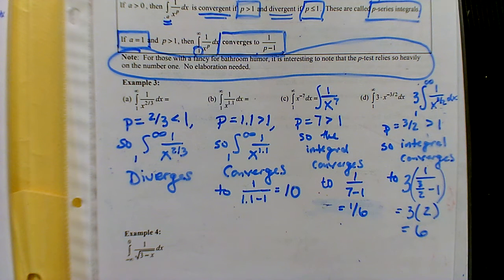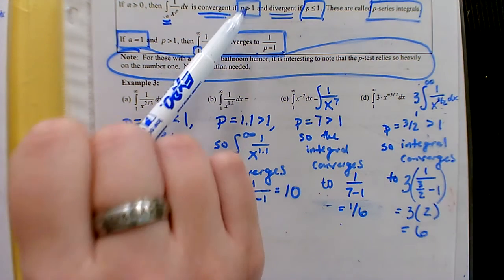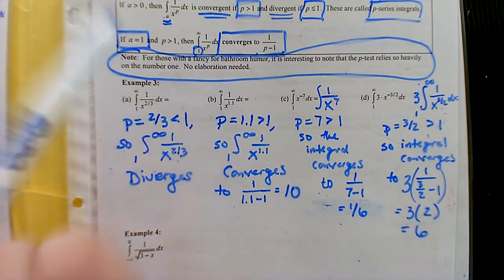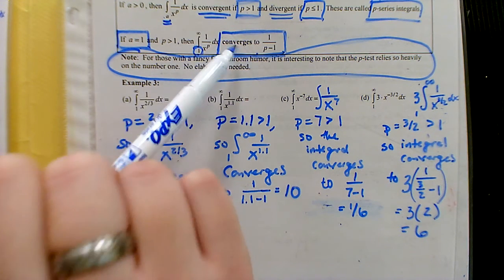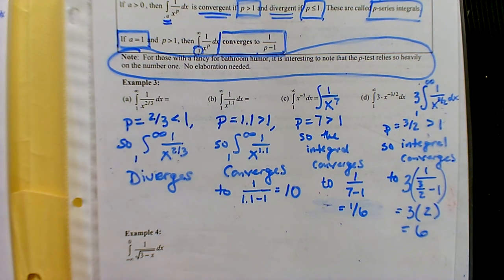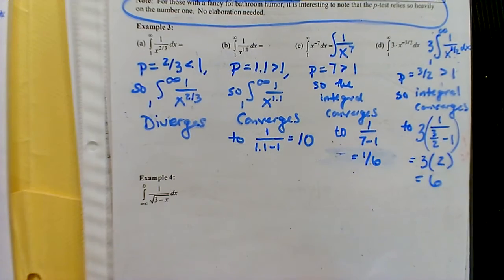We doing okay? Those are p-series, okay? It's all about the number 1. You want to first compare the power. Is it bigger than 1 or smaller than 1? And then if the lower bound is 1, you can figure out what it converges to. 1 over p minus 1. Okay, so many 1s there. Let's try the next one.